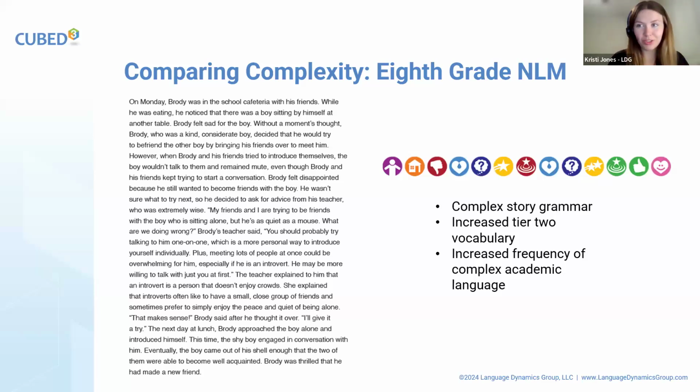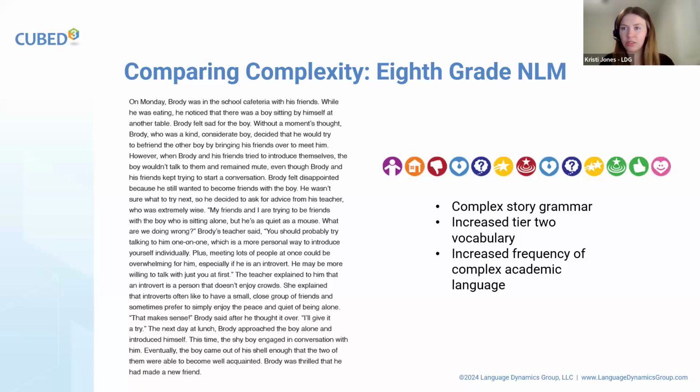So hopefully you're able to see how this has increased in complexity. The story structure again has remained the same, but the sentences are a lot more rich in subordinate clauses. Some have double to triple subordinate clauses. There's an increase in figurative language. We have more tier 2 vocabulary, lots more modifiers, all of that.